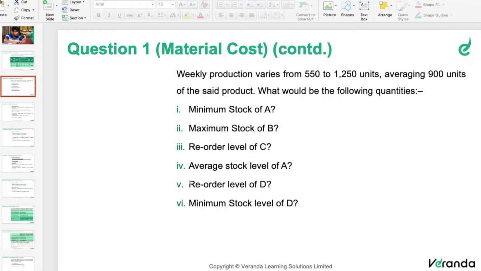So reorder level you have to be thorough. What's the formula for reorder level? Maximum usage into maximum lead time. Repeat all of you.